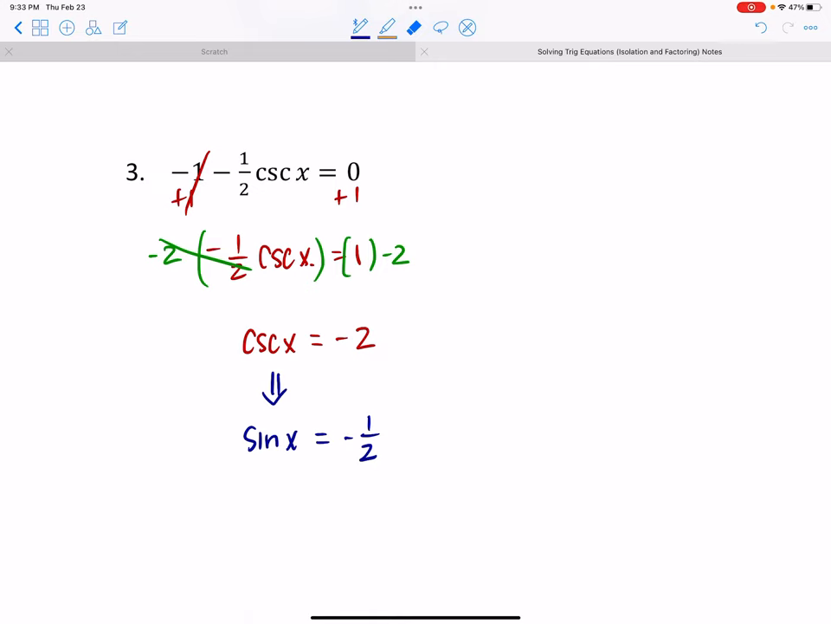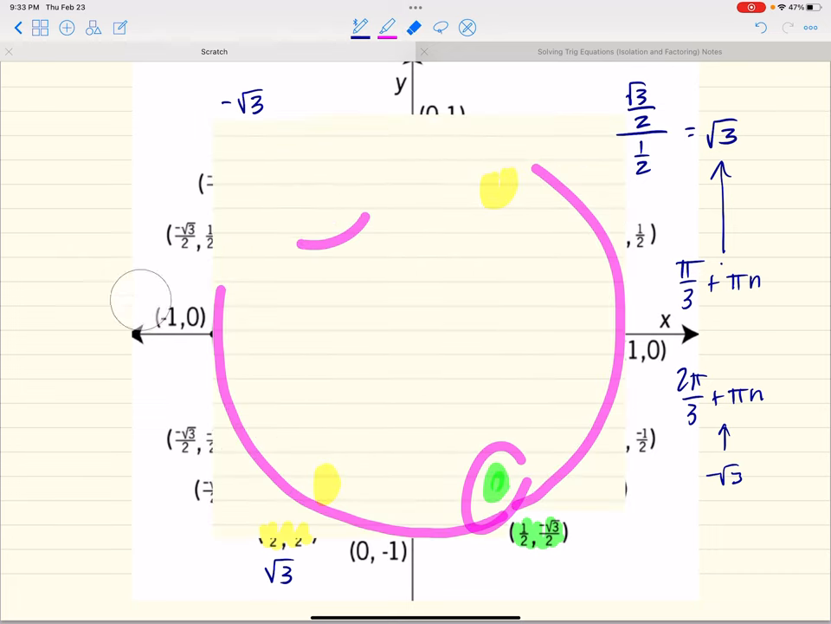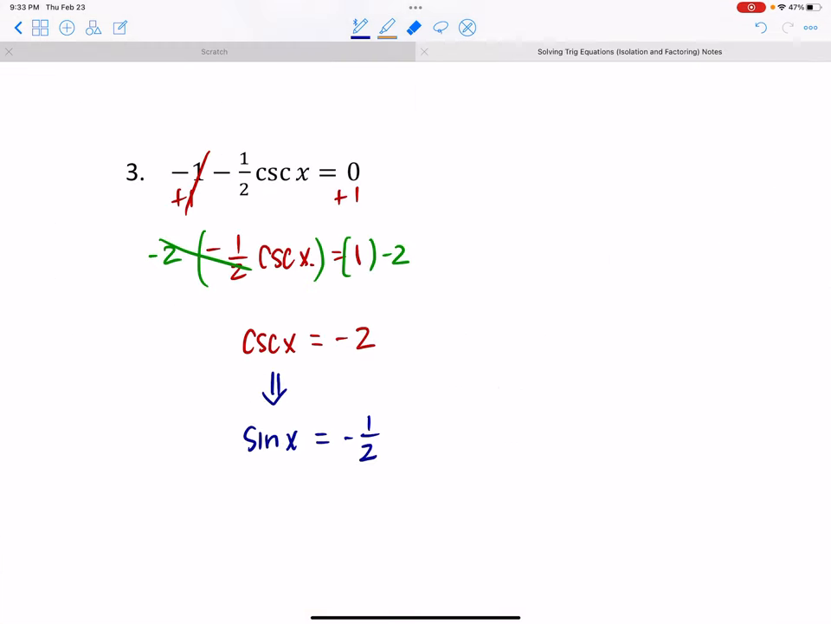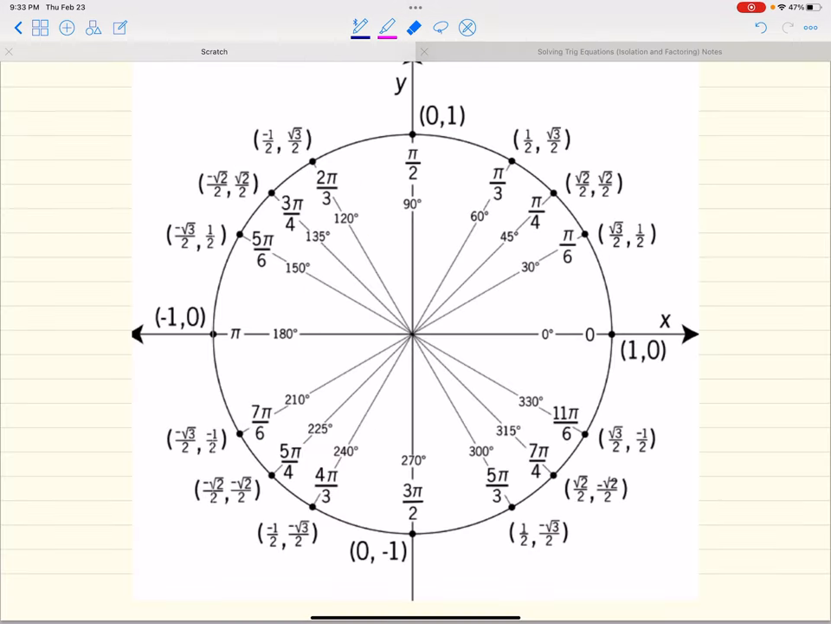Again, that should feel familiar. That's going to happen on the unit circle. So let's go back to the unit circle, erase the mess, and find the angles where we have a sine value that is, what was it, positive 1/2? Oh, negative 1/2. Okay, so sine is going to be negative 1/2 right here at 7 pi over 6. And then sine is going to be negative 1/2 right here at 11 pi over 6.